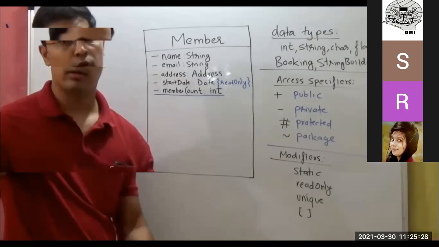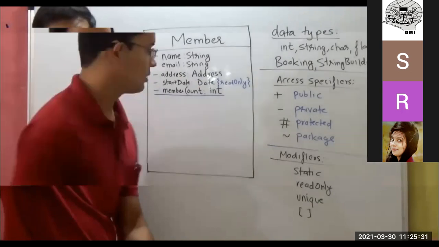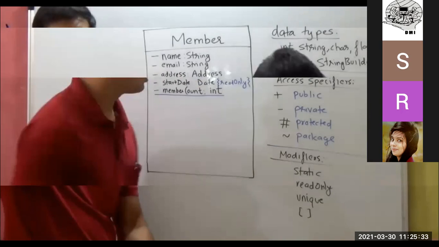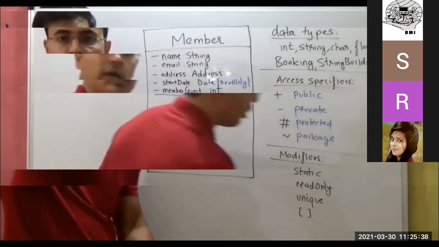You can only read it. You cannot write it again. So that is read only. These are usually denoted by constants in your object-oriented programming languages.